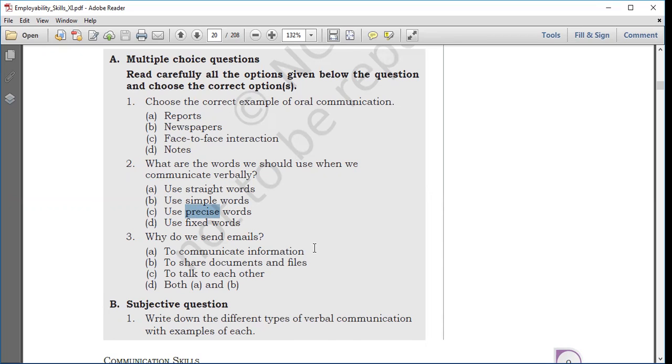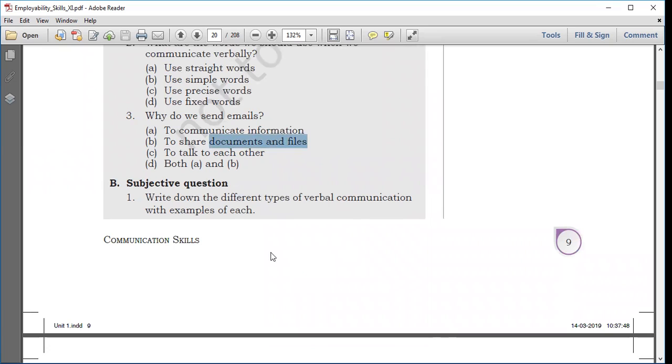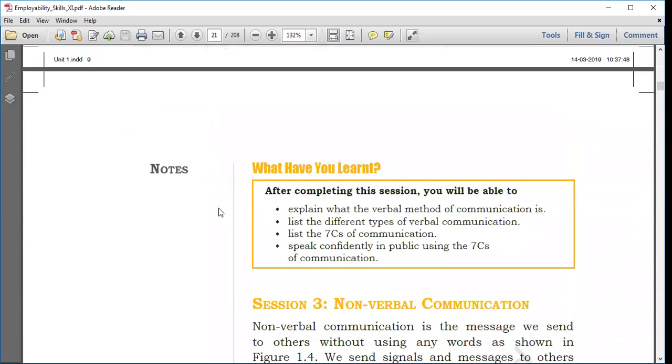Why do we send emails? To communicate information, to share documents, files, to talk to each other? A and B are correct. To give information to somebody and to share your documents and files also. Right? Write down the types of verbal communication with examples. This was given earlier also.